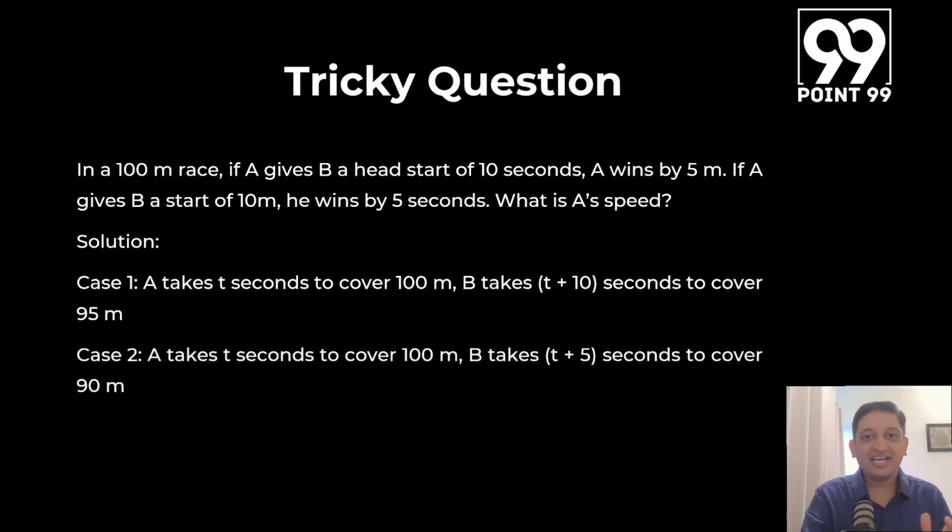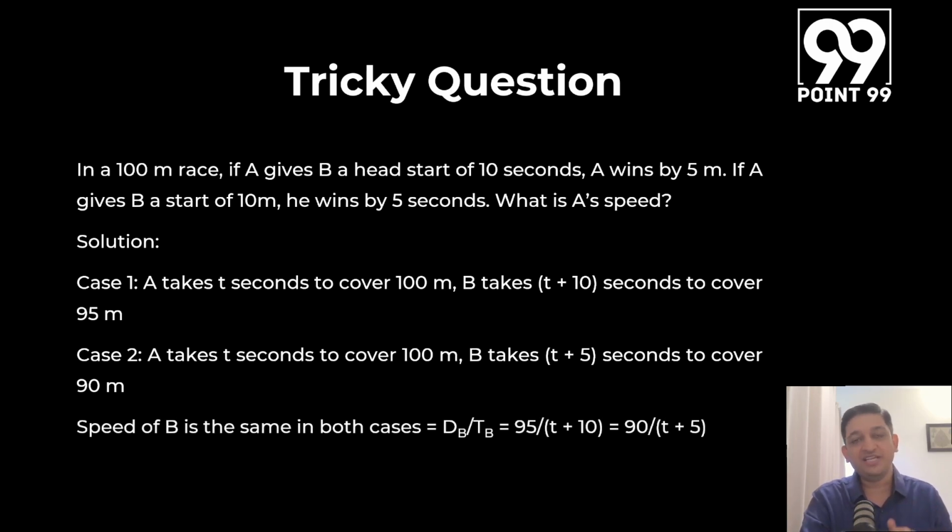Case 2, A takes t seconds again to cover 100 meters. But now B is taking t plus 5 seconds because B loses by 5 seconds, which means that after A has reached the end point, B will take 5 seconds more to finish the distance. So B will take t plus 5 seconds to cover 90 meters because A has given a start of 10 meters to B. So B had to cover 90 meters. B is able to cover those 90 meters, but he's taking 5 seconds more than what A has taken. In both the cases, we know that the speed of B remains the same.